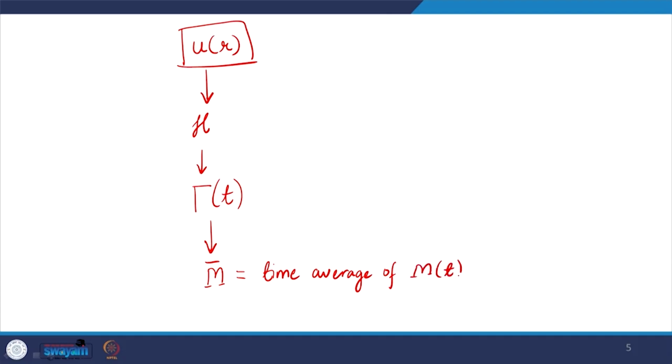m of t, right. In the next lecture we will discuss how we can estimate u of r, or what are the ways we can represent this u of r. So, with that I wish to conclude here. Thank you.